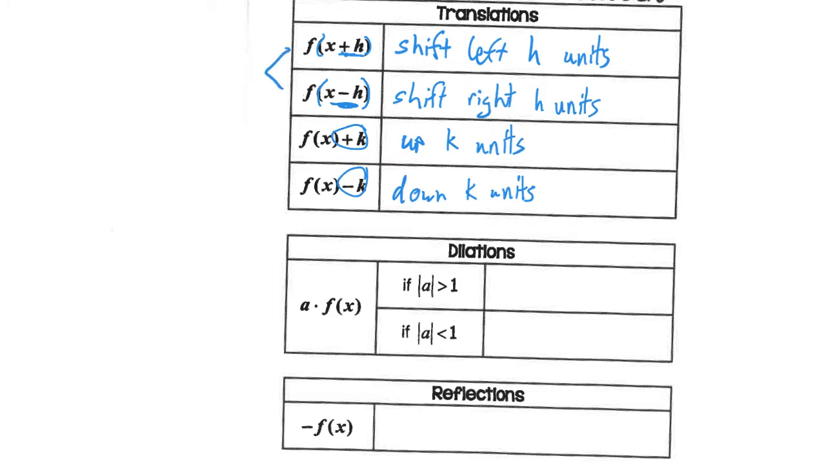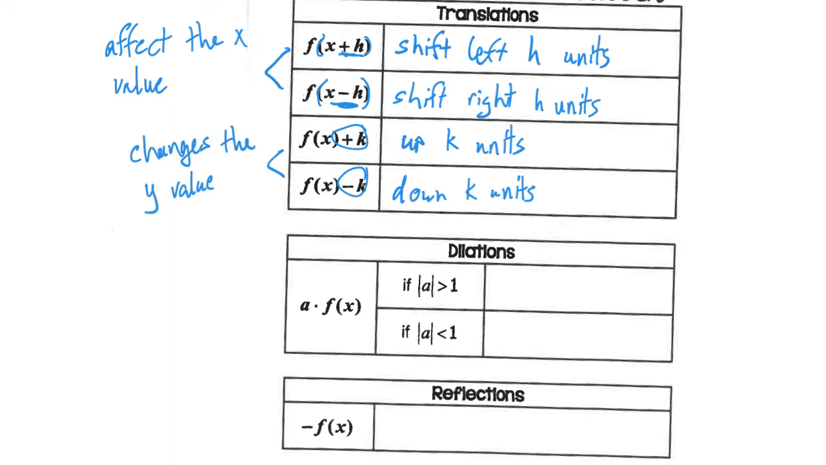So whenever there's something inside the parentheses, it's going to affect the x value. If it's inside the parentheses, it changes the x. If it's outside the parentheses, then it changes the y. So that will go for anything. If it's inside, it changes the x. If it's outside, it changes the y.